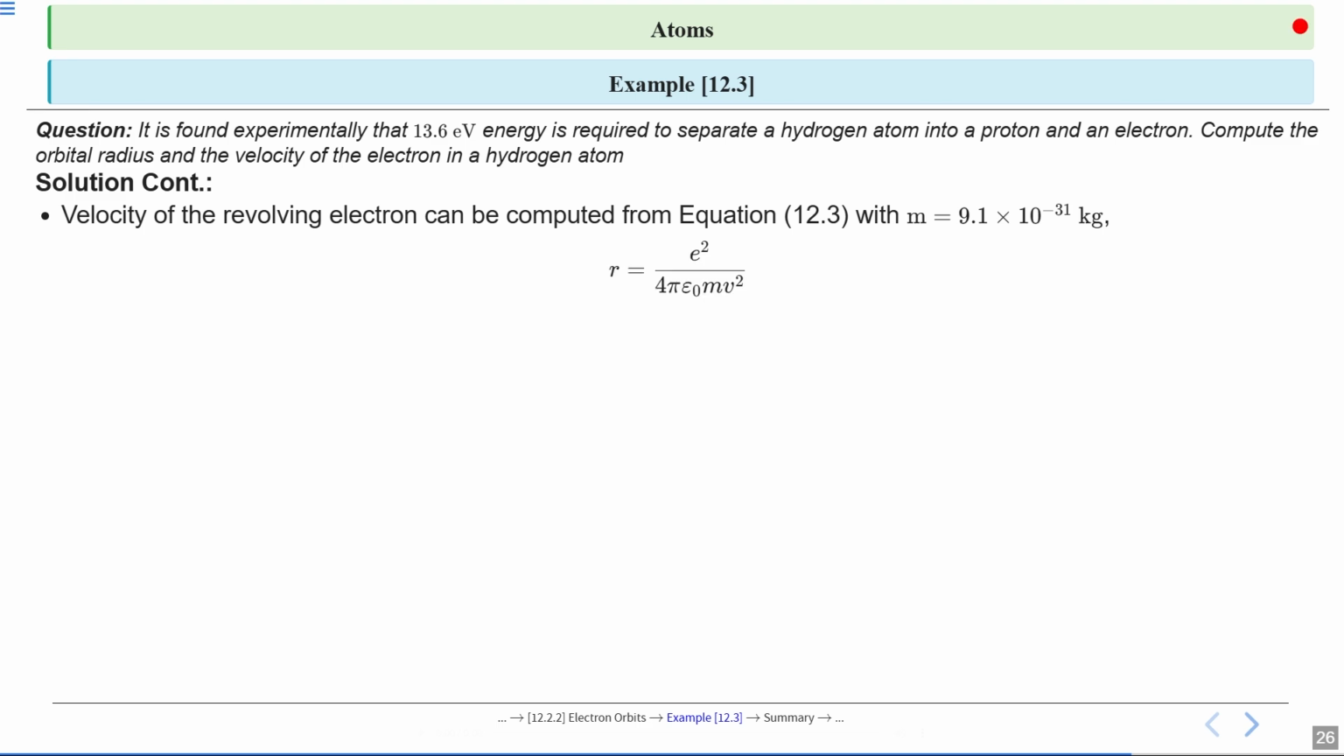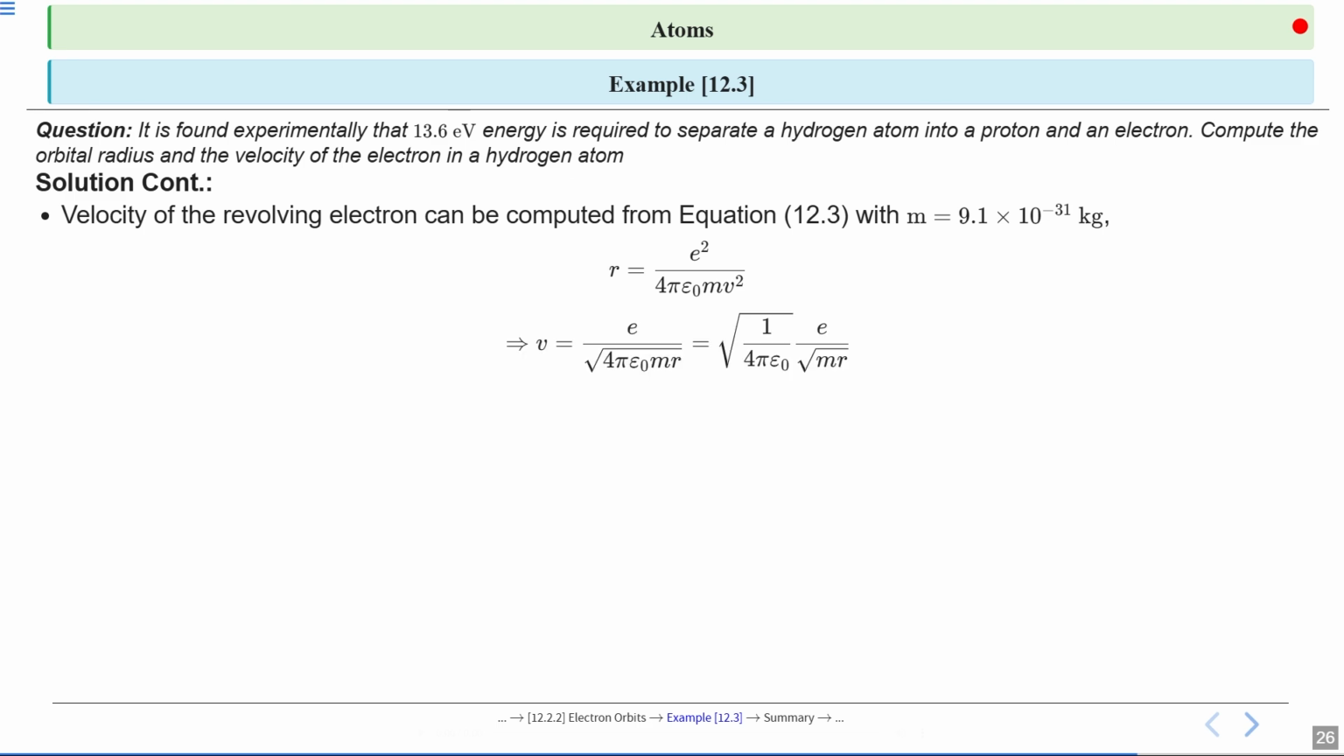Now let's look at the formula for the orbital radius. R equals e square divided by 4 pi epsilon naught m v square. According to equation 12.3, in place of E we have put half m v square. So the formula is modified to R equals e square upon 4 pi epsilon naught m v square. Here e is the charge of the electron, and epsilon naught is the permittivity of free space.